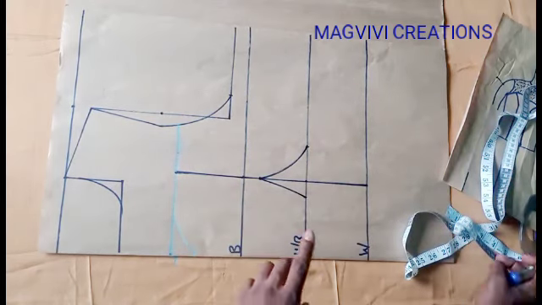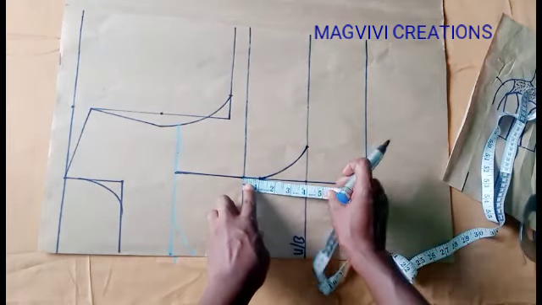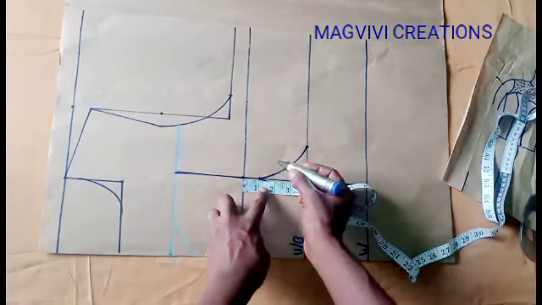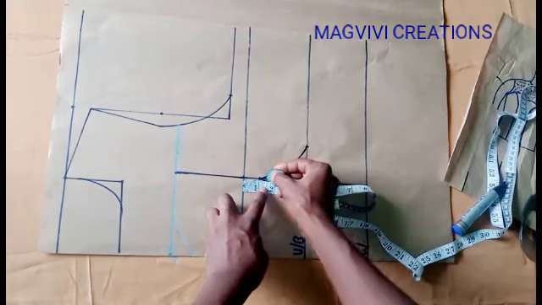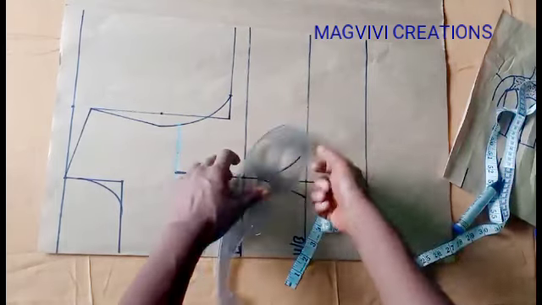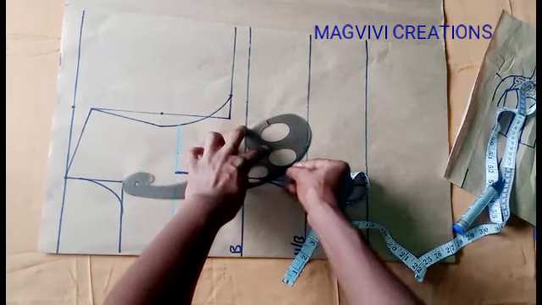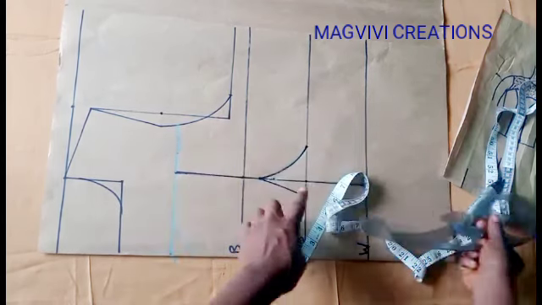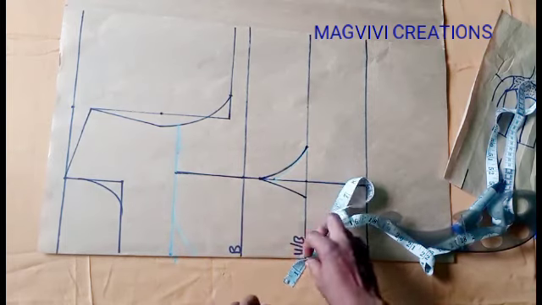So what I'm trying to say is that if the person is very busty, instead of coming down by 1 inch here, you can use 2 inches. Let me use chalk. You can use 2 inches, you can use 1.5. So by the time you create the curve like so and connect to this point, you see that you have created more room to accommodate the bust.